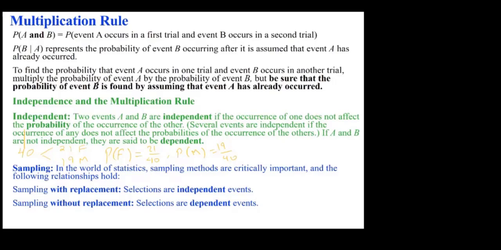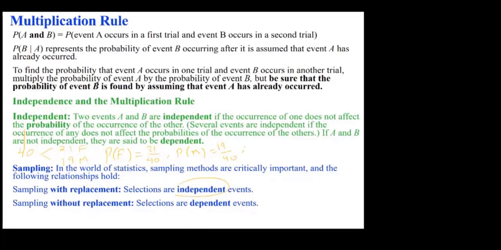Now, if we want to pick another student, there are two ways to do that. With replacement. That means the same student that was picked in the first case still has a chance of getting picked. So the probability of females and the probability of males stay the same. It never changes. They are independent.